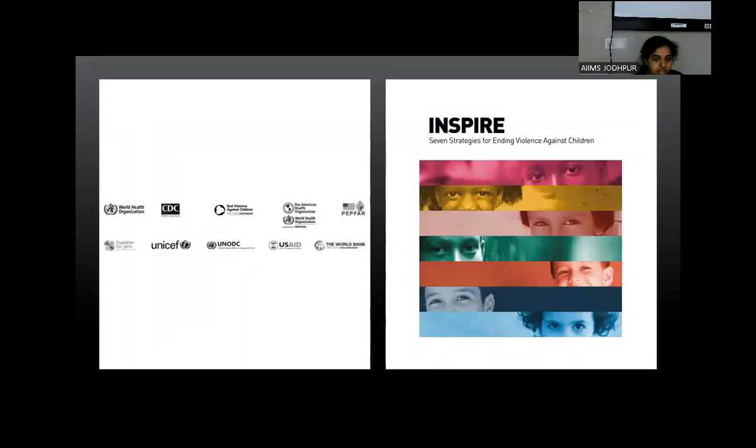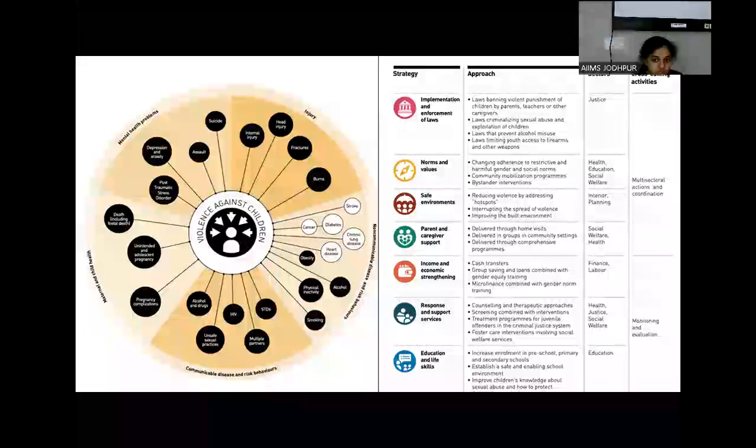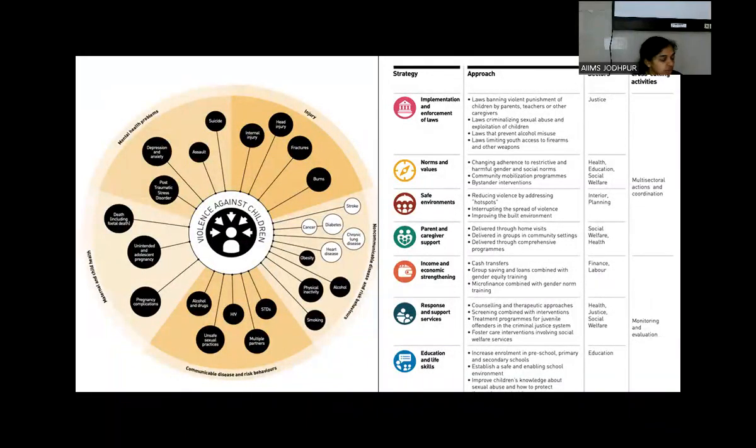The other strategy that has been brought forward against child abuse by the WHO, CDC, the World Bank and UNICEF is INSPIRE. These are 7 strategies for ending violence against children. INSPIRE stands for implementation and enforcement of laws, norms and values should be changed, provision of a safe environment, support for parents and caregivers, strengthening of income, response and support services, as well as life skills and education provided.